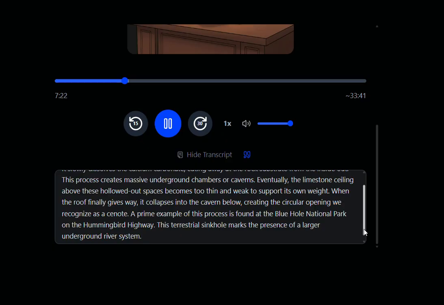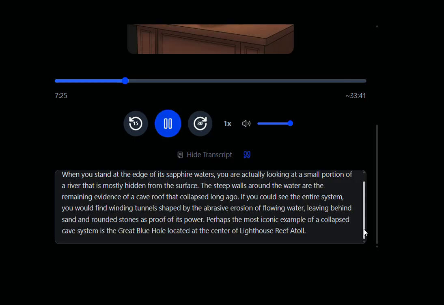This terrestrial sinkhole marks the presence of a larger underground river system. When you stand at the edge of its sapphire waters, you are actually looking at a small portion of a river that is mostly hidden from the surface. The steep walls around the water are the remaining evidence of a cave roof that collapsed long ago. If you could see the entire system, you would find winding tunnels shaped by the abrasive erosion of flowing water, leaving behind sand and rounded stones as proof of its power.